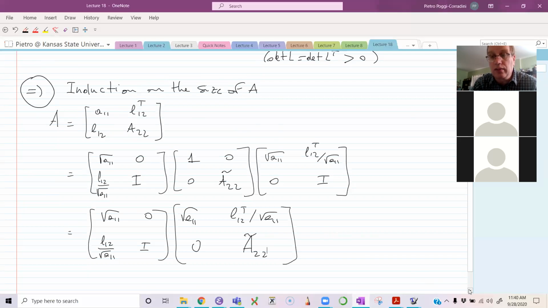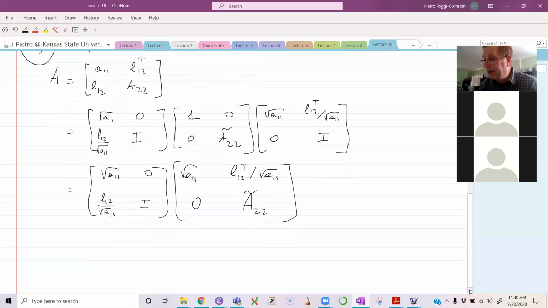All right, and now let's do the other matrix multiplication. And so square root and square root, A11. And then here the square root nicely cancels out. I get L12 transpose. Here it nicely cancels out, L12. And finally, I'm going to get L12 L12 transpose over A11 plus A22 tilde.